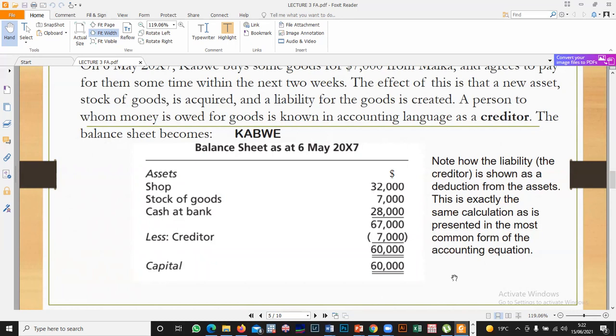Now one thing that you need to ask yourself is, why then is that $7,000 in brackets? Now there we're saying creditors. A creditor, we're saying minus 7, because that person we are crediting, that amount is not originally ours, we have to pay it back. So it is in brackets because it is less.